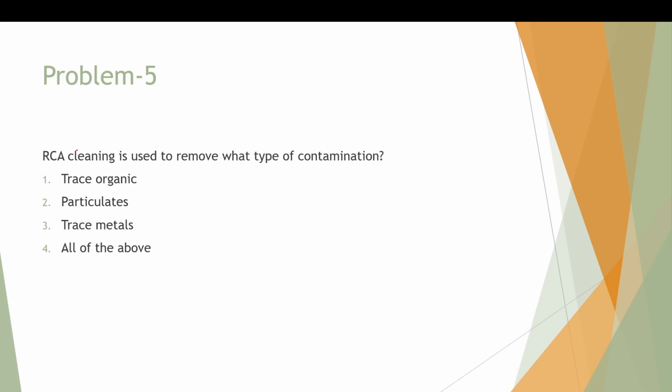RCA cleaning has two steps, right? RCA 1 and RCA 2. RCA 1 will remove organics, and RCA 2 will remove metals. Particulates can be either organic or metal, so both. So all of the above.